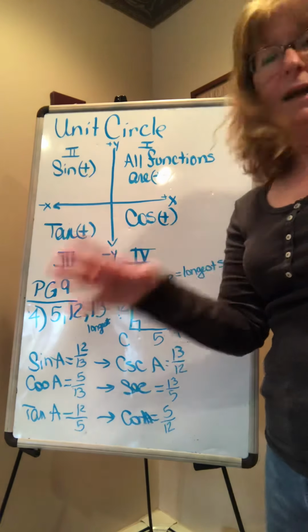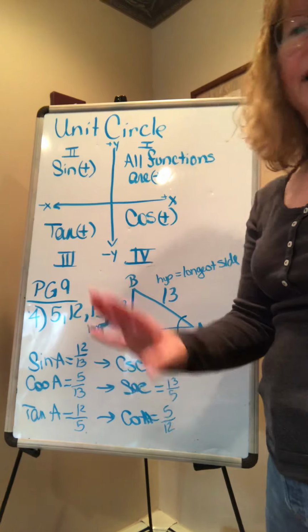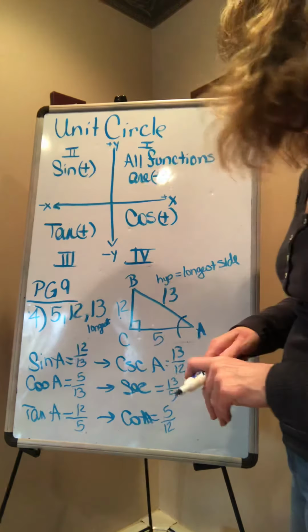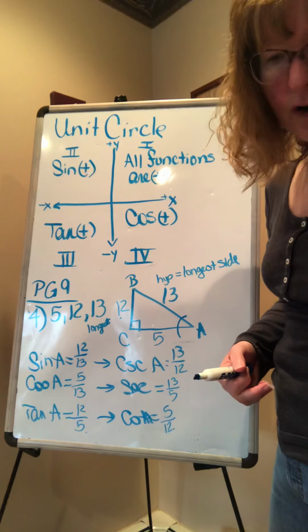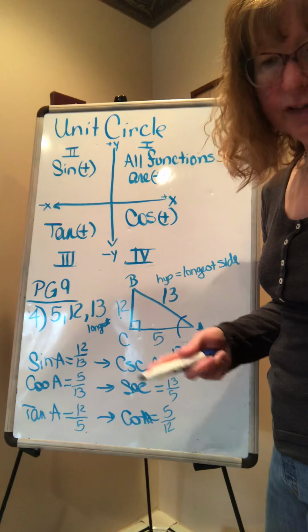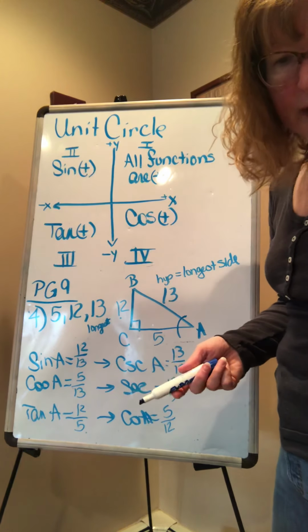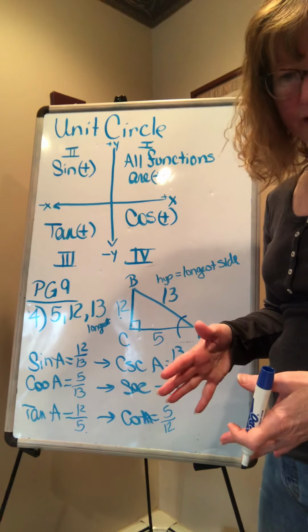So I'm not going to ask you to do labeling two ways. Whichever way you label, I'm going to be fine with. Just make sure the longest side is the hypotenuse, and then you are absolutely fine. So that's page 9, and these are not on the unit circle. These are just finding ratios. When you get to page 10, we're back on the unit circle.